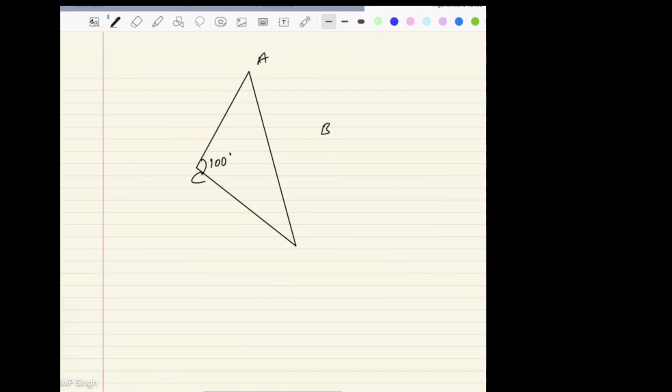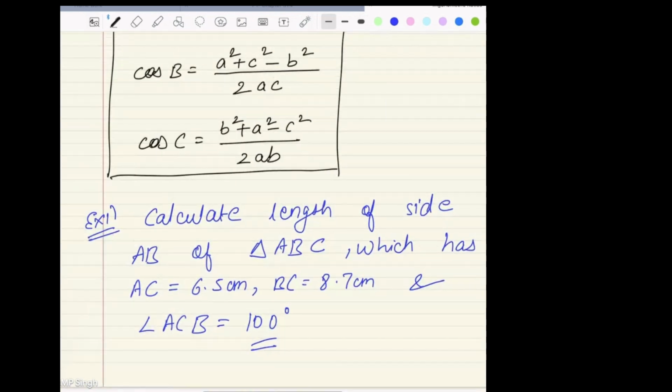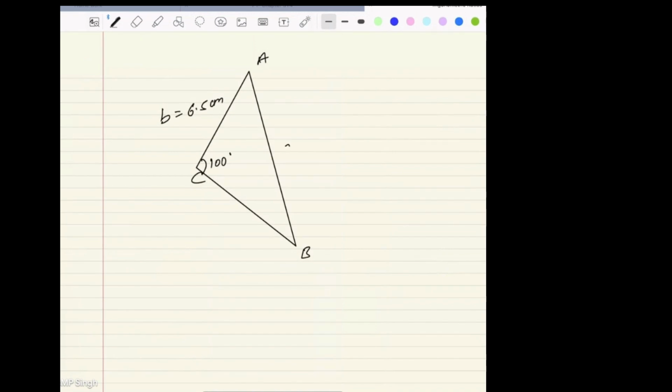AC is given as 6.5. So what will be AC? You will write the side, but you will also write the small alphabet which it is representing, because you have to apply the formula. Clear? What is the side? We have to find AB, so we have to find this C side. And BC is given as 8.7 centimeter, which is A.